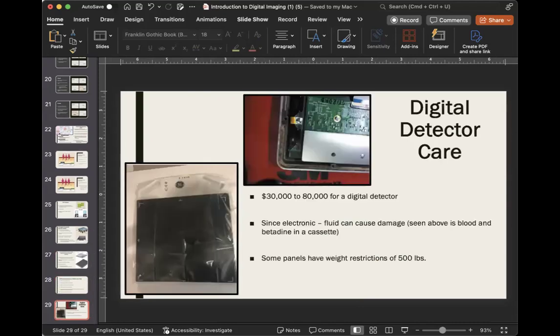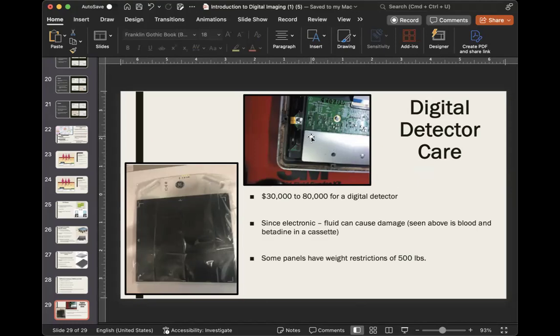And the last thing that we have for the agenda is our digital detector care. All right. And so when we talk about digital detector care, it's important to understand that these are expensive pieces of equipment. We need to take care of these pieces of equipment. Since they're electronic, fluid could leak and even damage the inner electronics of this cassette.